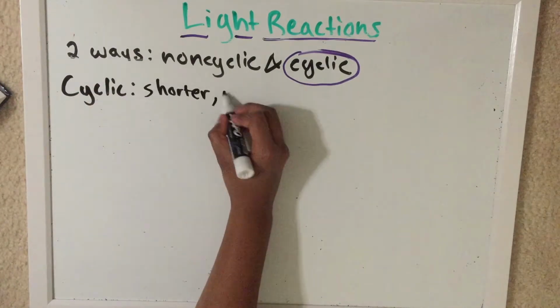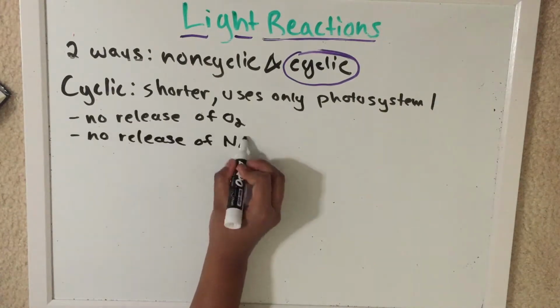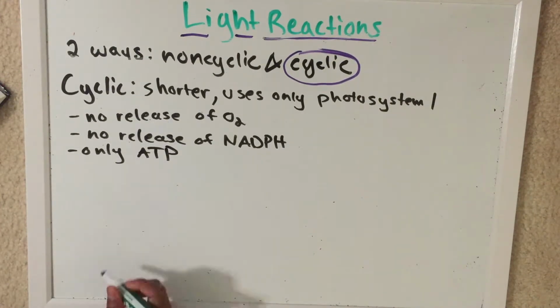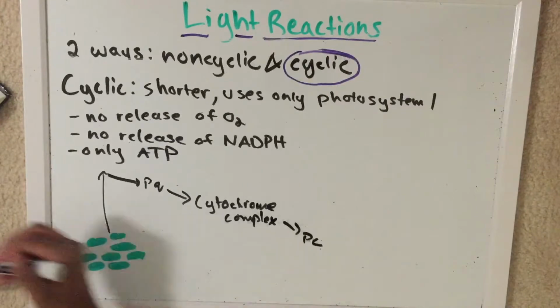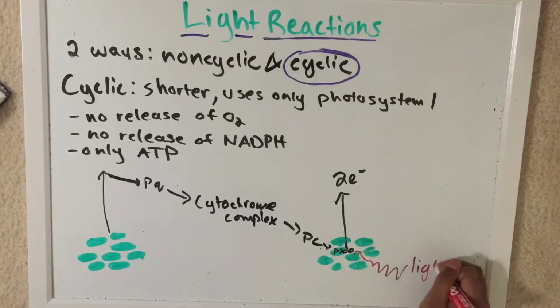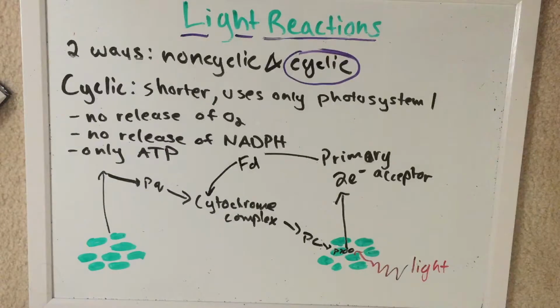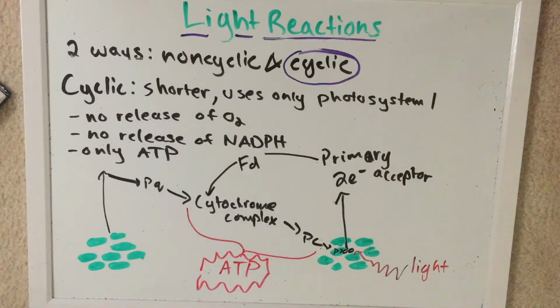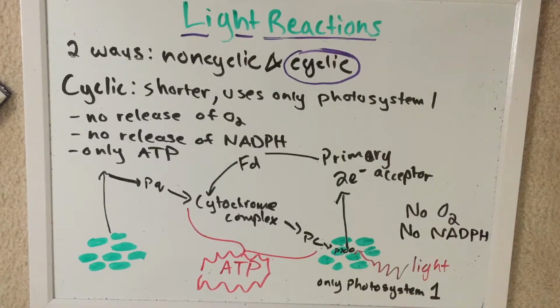During the cyclic electron flow, it is shorter, uses only photosystem 1, doesn't produce oxygen nor NADPH, but only produces ATP. The cell uses a cyclic motion when it doesn't have enough ATP and doesn't need to produce NADPH. So in cyclic, only photosystem 1 is used. Light shines, causing the electron to be trapped by the primary acceptor. Instead of traveling along a second transport chain, it travels along a circular chain of proteins. This produces ATP through an exergonic process and is known as cyclic photophosphorylation. Remember, it doesn't produce oxygen or NADPH.